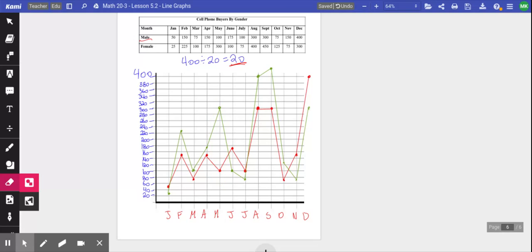It doesn't always mean there had to have been something that happened. Maybe there was, maybe there wasn't. Maybe that's Mother's Day, right? So a lot of the women got cell phones. Who knows? Maybe it was just a pure coincidence that one month broke the pattern.